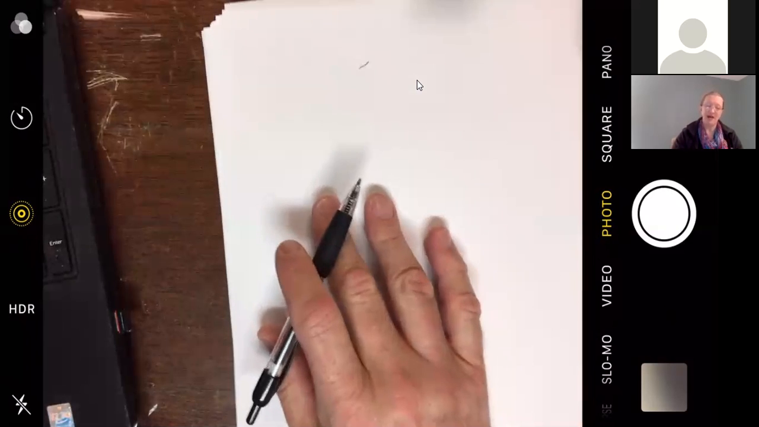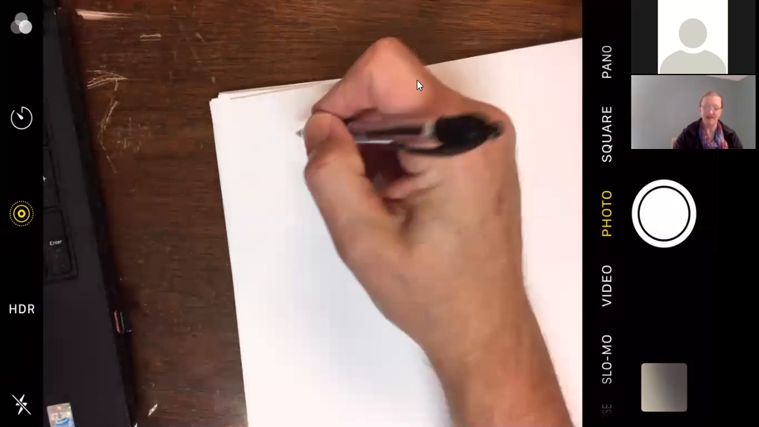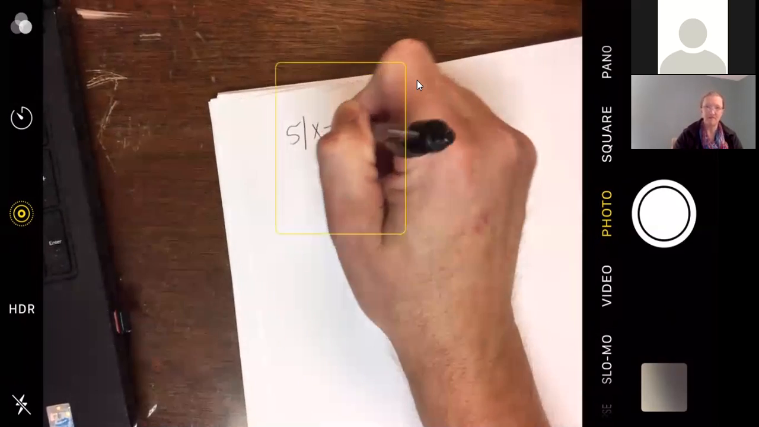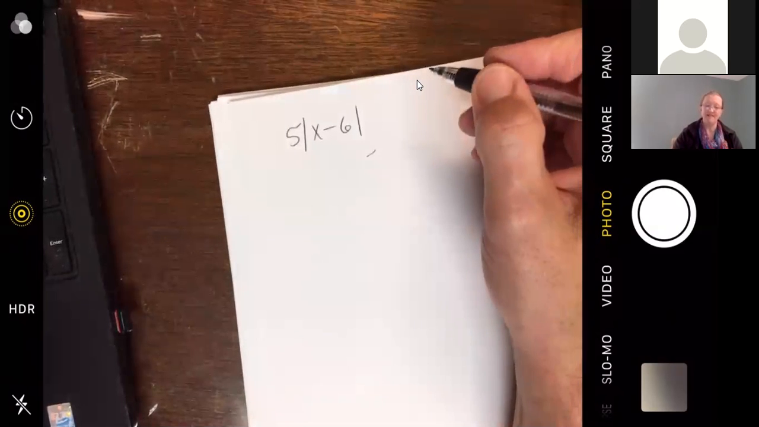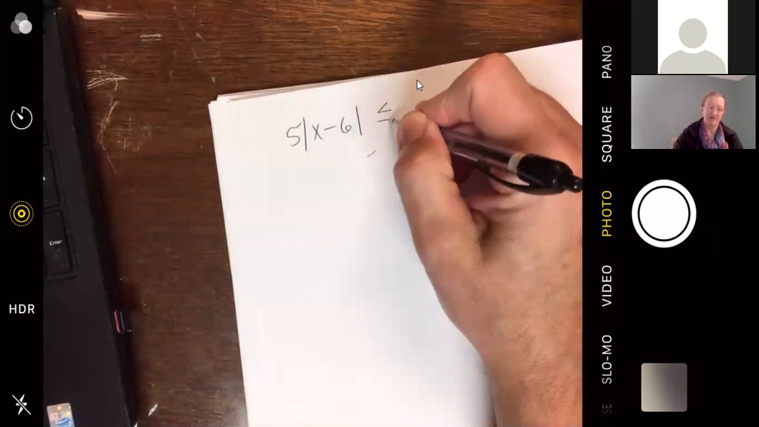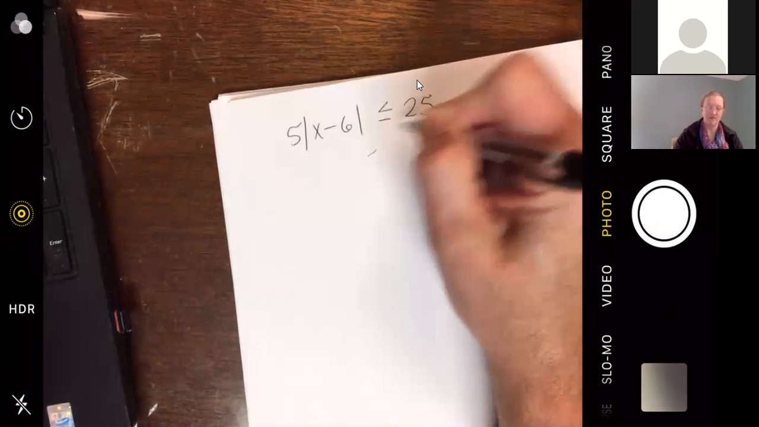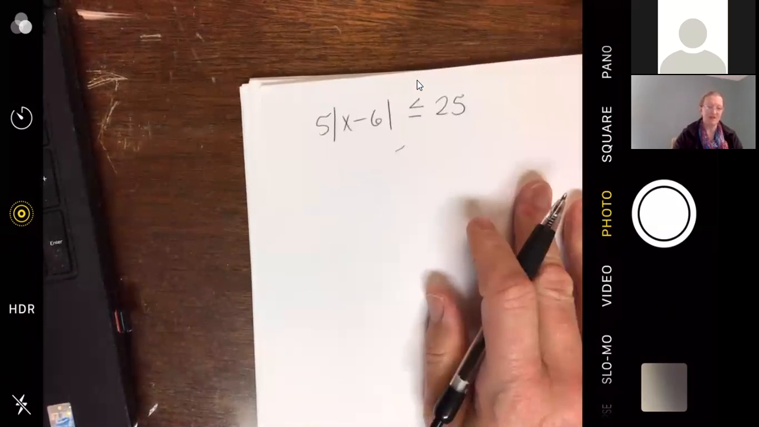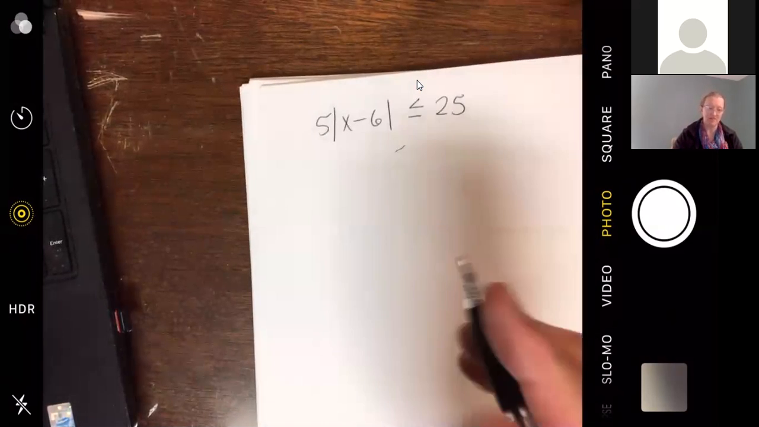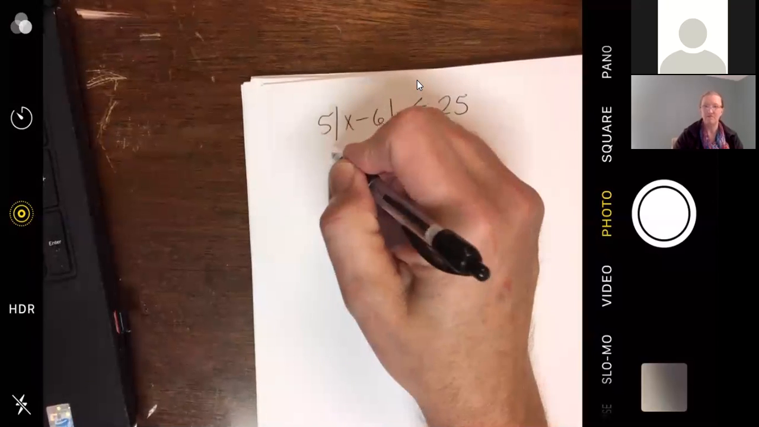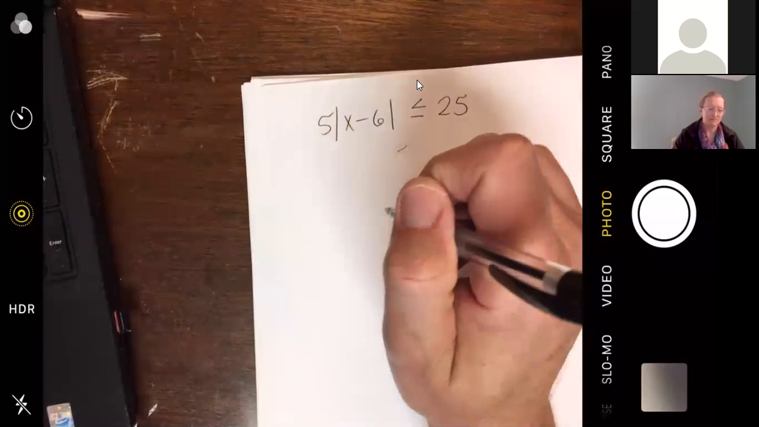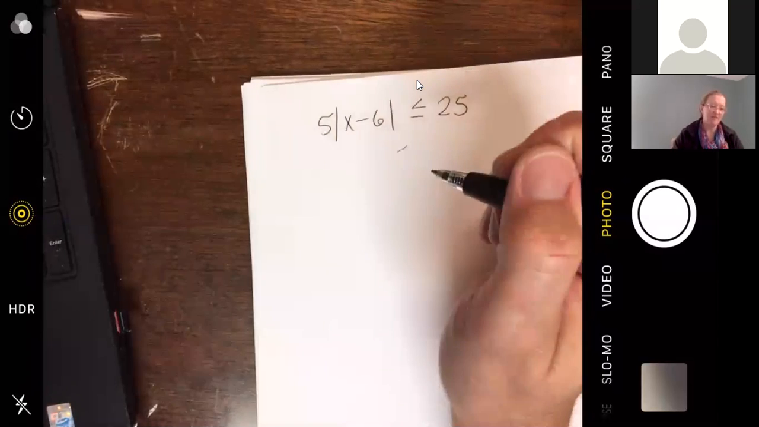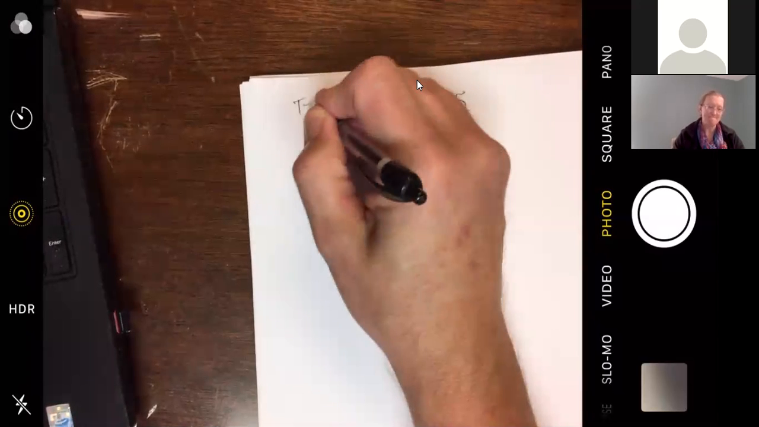5 times the absolute value of x minus 6 is less than or equal to 25. So it looks like this. And then express the answer in interval notation. Right. Is this off a test or a review sheet? This is off of test 1. Test 1. Okay.